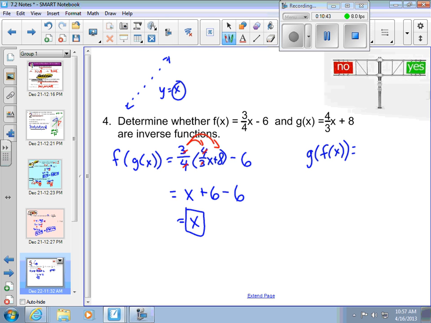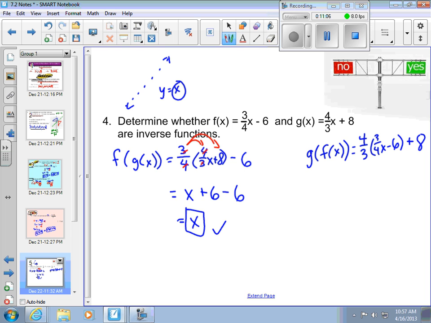We said we should get x if they are inverses of each other. But we have to check the other one too, because sometimes it doesn't always work the other way. So let's check the other one. What do you get when you take g composed with f? If we plug in function f, 3/4 x minus 6, for x in g, we should simplify and also get x.